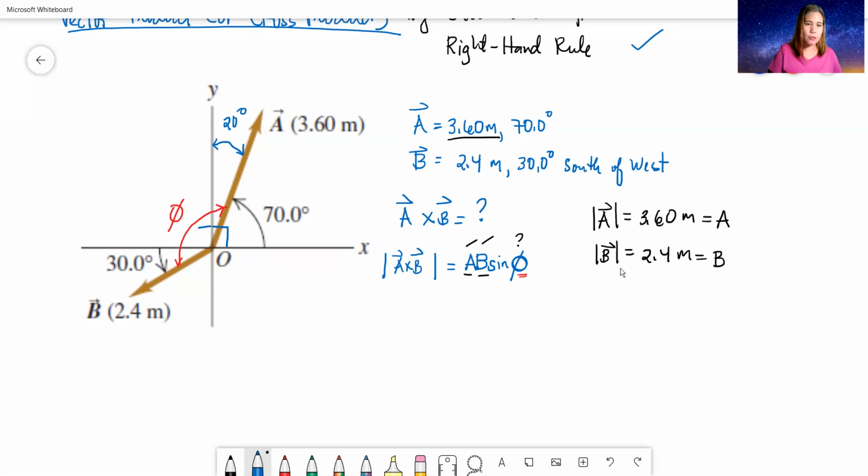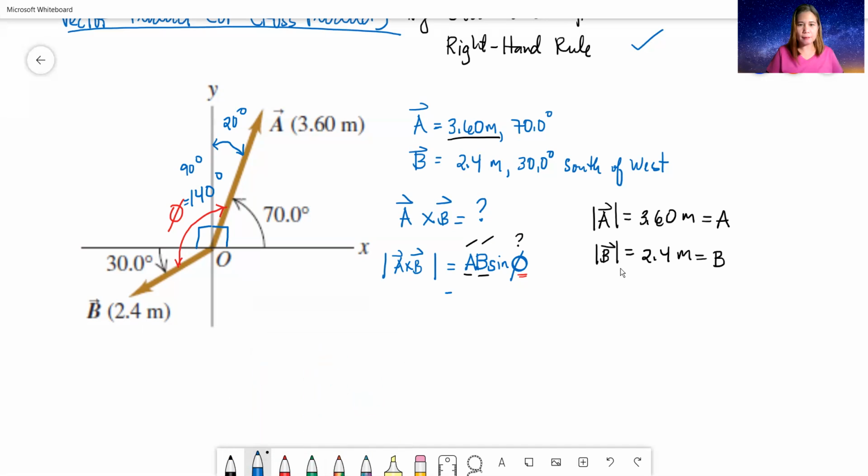And then same reasoning, this will also be 90. Okay? So we have 20 plus 90 here between negative X and positive Y. And then you still have your 30 here. So 20 plus 90 is 110, plus 30. Phi therefore is 140. Right? Okay, so everything is prepared.